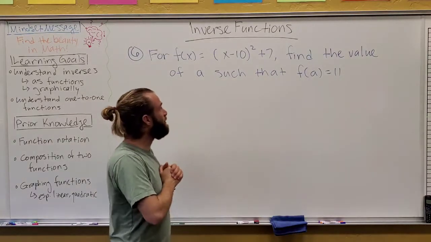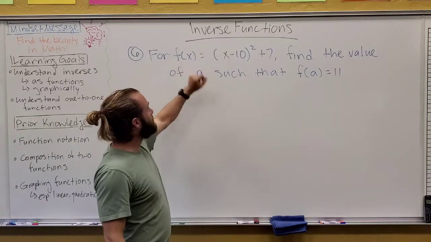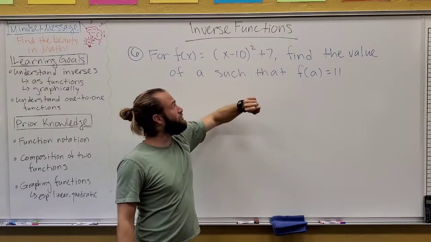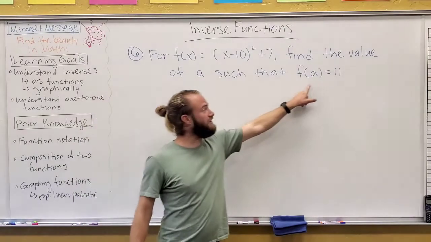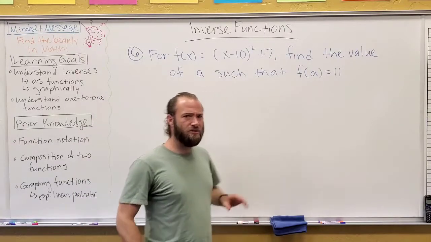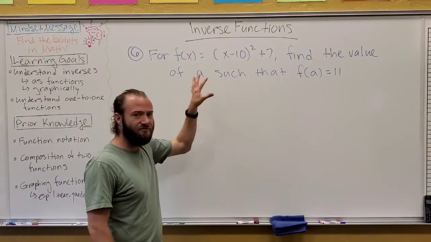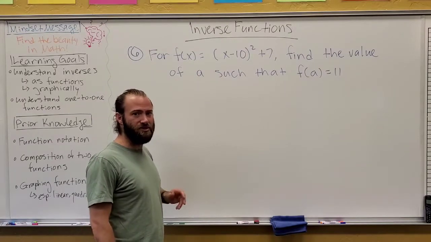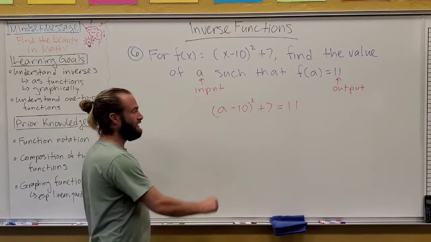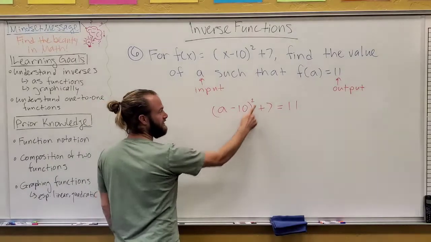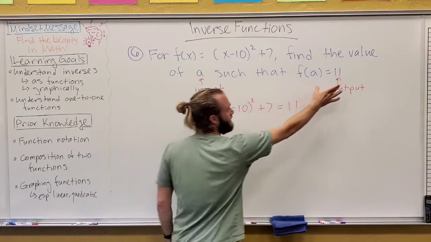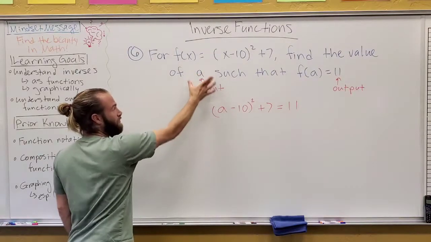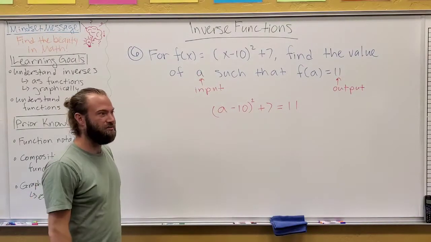an experiment in class. So this function here, (x minus 10) squared plus 7. Find the value of a such that f(a) equals 11. Now don't get too confused here. I'm putting this in formal notation, but really what we're saying is, if we have (a minus 10) squared plus 7, and then that results in 11, right? So what we're saying is we're given an output, and we want to know the input that made that output.